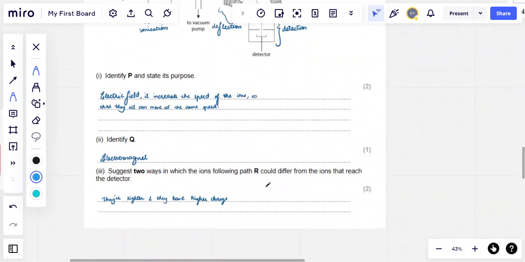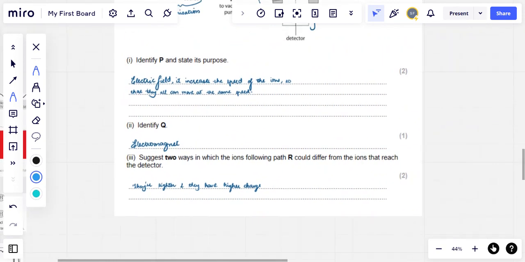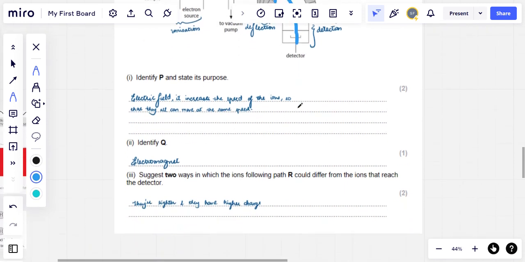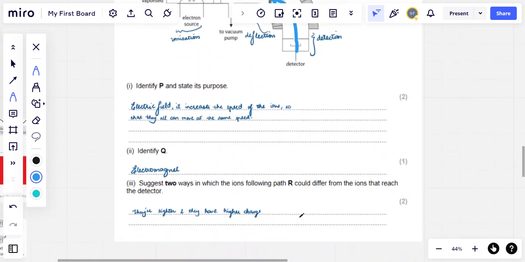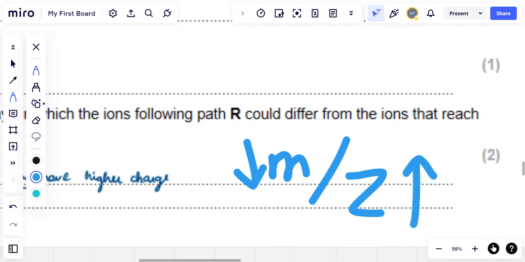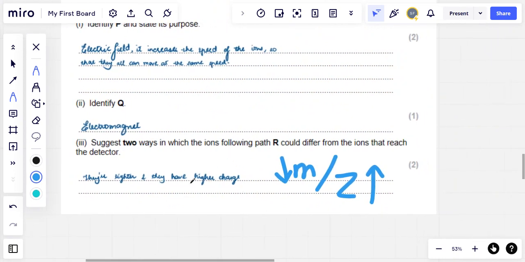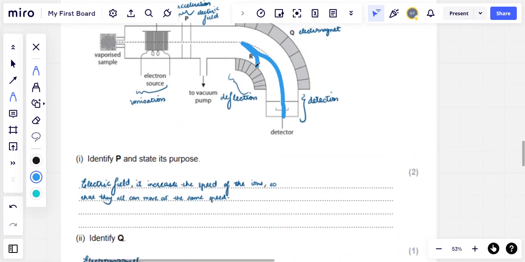So there's two ways in which ions following path R could differ from the ions that reach the detector. So how are they different from the ones that reach the detector? They are lighter and they have higher charge. So we're talking about the mass to charge ratio. So they're lighter and their charge is higher. That's how they could not reach the detector, but were left here.